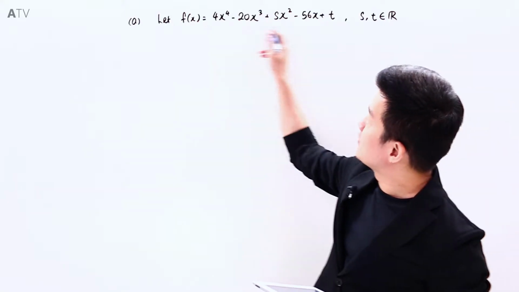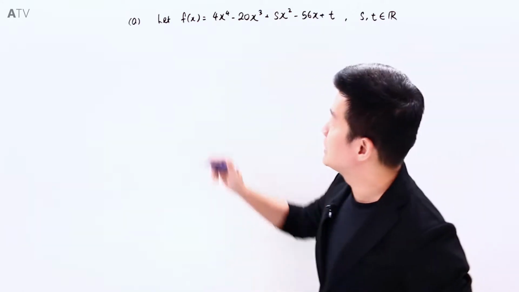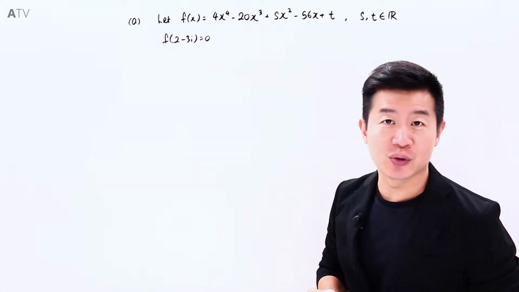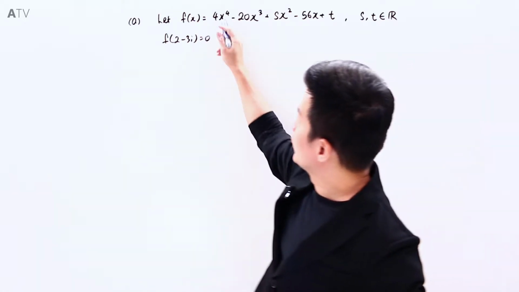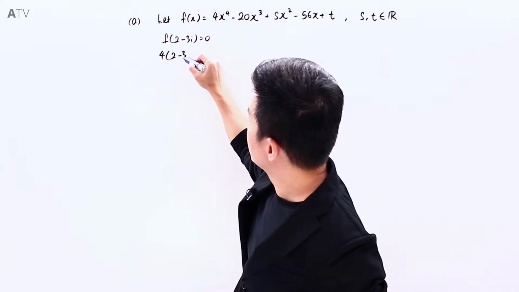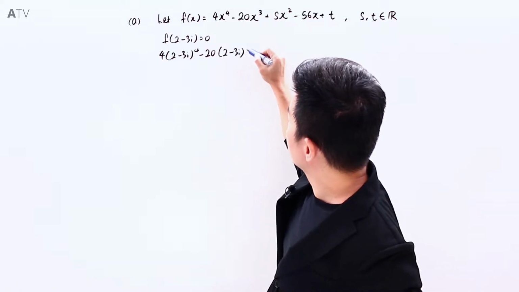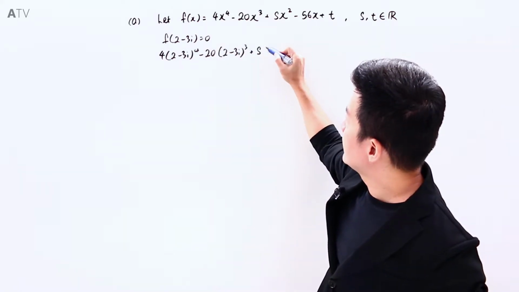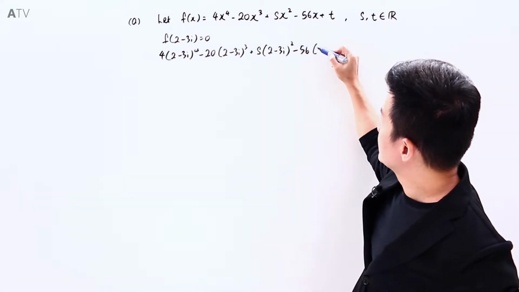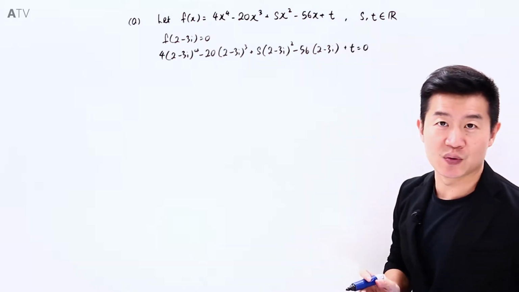When we let f(x) be equal to 0, the question says that 2 minus 3i is going to be a root, which means that f(2 minus 3i) is equal to 0 according to the factor theorem. So if I were to substitute x by this, we will have 4(2 minus 3i)^4 minus 20(2 minus 3i)^3 plus s(2 minus 3i)^2 minus 56(2 minus 3i) plus t. This is equal to 0.